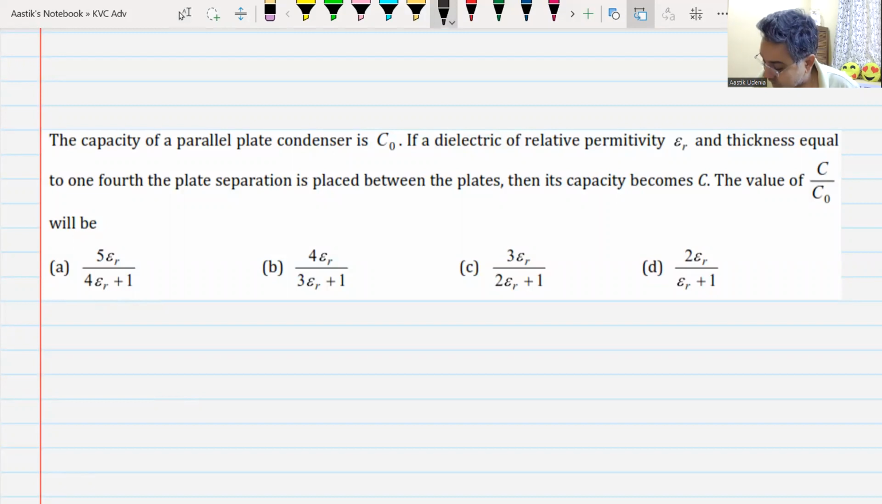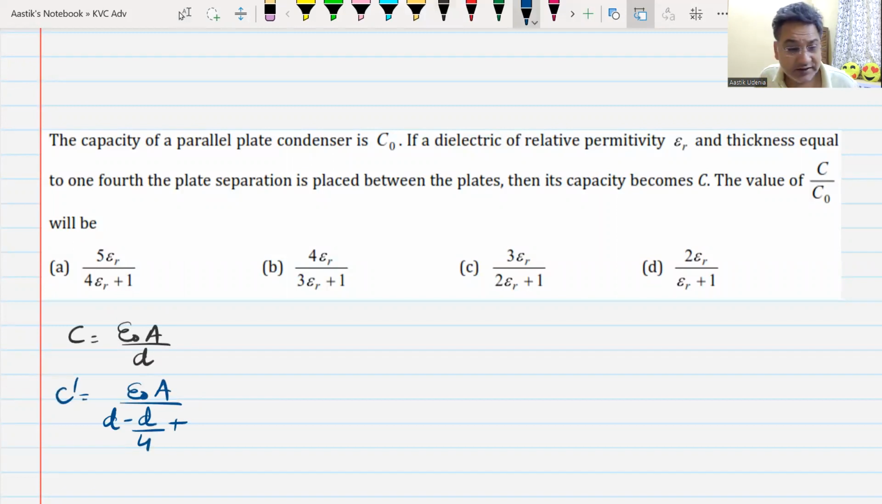Well, I have already given you original capacitance is epsilon naught A by D. The new capacitance C dash will become epsilon naught A upon D minus the thickness. What is the thickness? D by 4, yes or no? Yes, sir. Plus thickness T by K. So D by 4 divided by epsilon R. Yes or no? Yes, sir. From there you can find out the ratio, and I think the ratio that you are going to get would be this one. Everyone got this? Yes or no? Yes, sir.